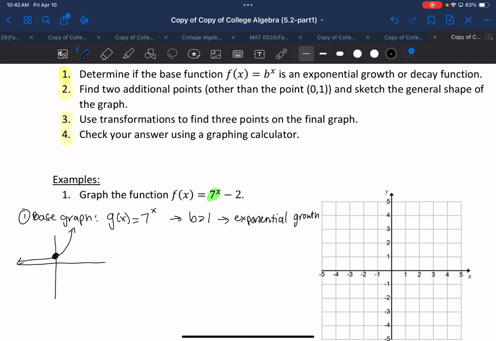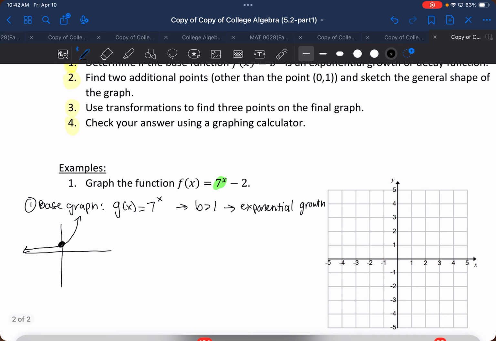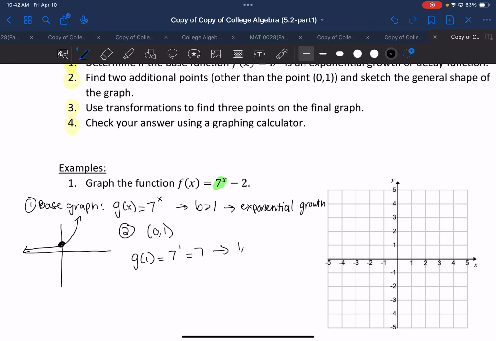So step 2 is to find 2 additional points on this base graph, just 7 to the x. So I already know that (0, 1) is on there. Again, it'll always be on the base graph. So now I'm going to find g(1). I'm going to plug 1 in just to find another point, and 1 is easy to work with. 7 to the 1 power is just 7. So this point (1, 7) is on this graph.